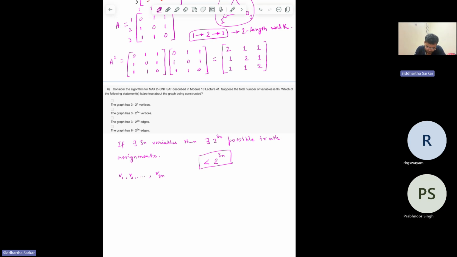They have partitioned the Boolean variables into three parts. Each part has n variables. The first n variables are here, then v(n+1) onwards till v2n are here, and 2n plus onwards the remaining variables are here. So n variables in each partition.